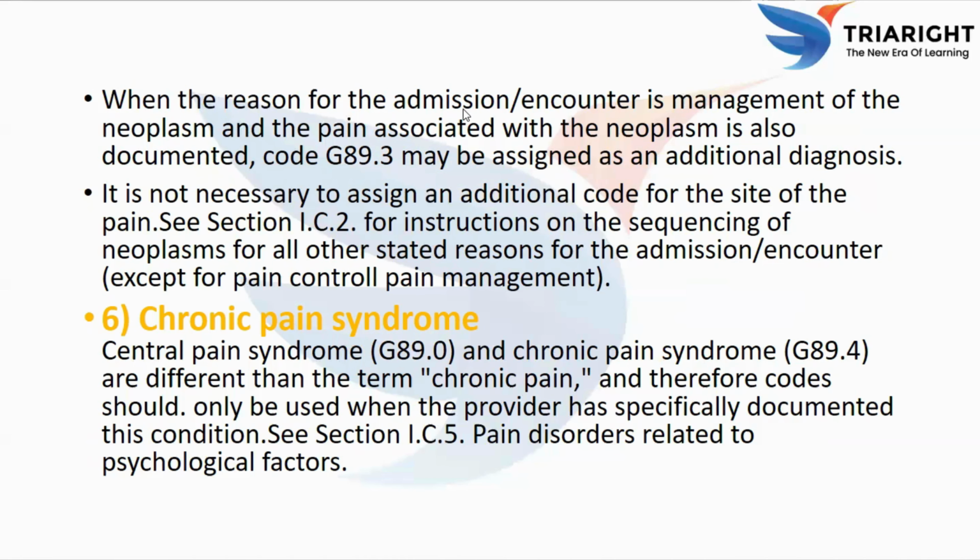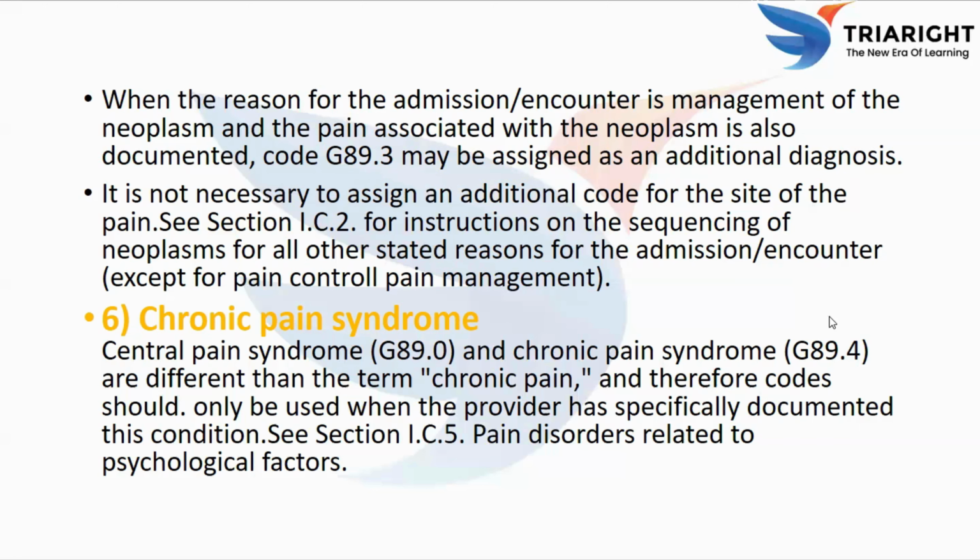So coming to chronic pain syndrome, there are two specific conditions, G89.0 and G89.4. What is G89.0? It is a central pain syndrome, meaning pain resulting from damage to the central nervous system. Whereas G89.4 is chronic pain syndrome, a complex condition involving long-term pain, psychological factors, behavioral impact, and also impaired daily functioning.